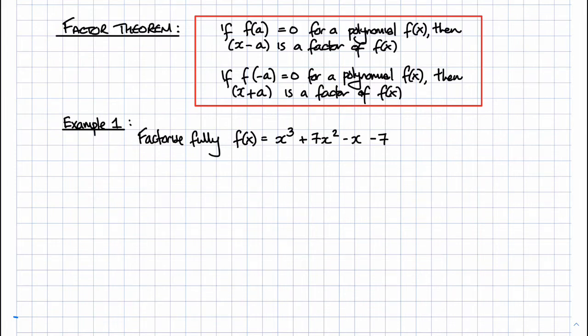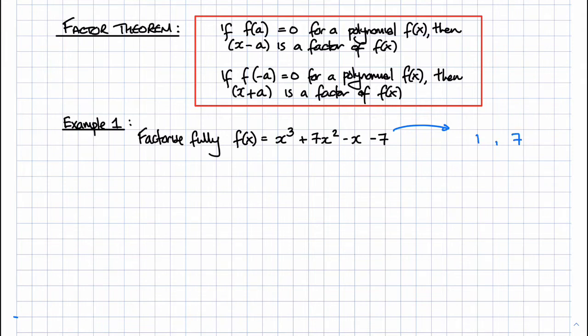In order for us to factorize this cubic polynomial, we need to be able to determine one of the factors to begin with. To determine one of the factors, we need to look at the constant term, and find all the factors of the constant term. So our constant term is minus 7. We need to ask ourselves, what are the factors of minus 7? Well, the factors of 7 are 1 and 7.